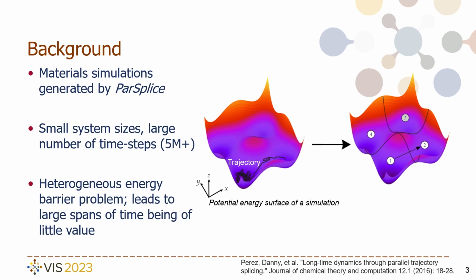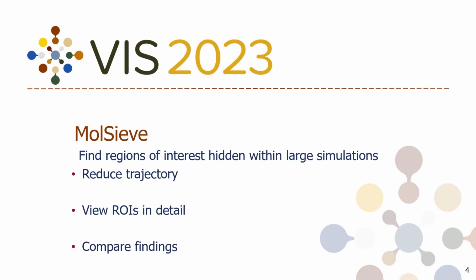Scientists are interested in these rare transitions because this is where molecules typically change their shape, which is particularly important for nanoparticles, where the shape is highly influential on their physical properties. So, to find these high energy transitions, we developed MolSieve. MolSieve helps find these high-energy transitions hidden within large simulations.